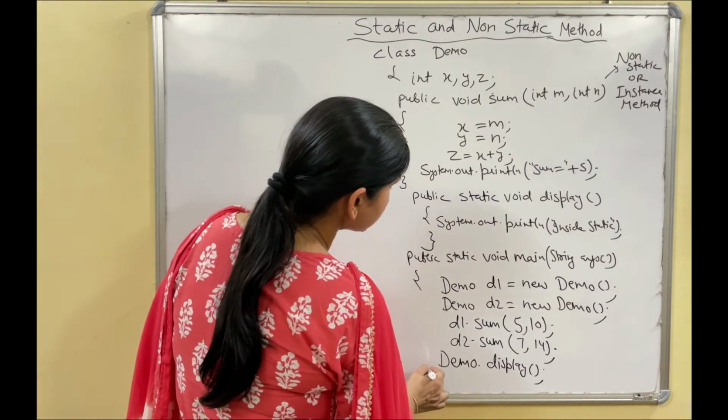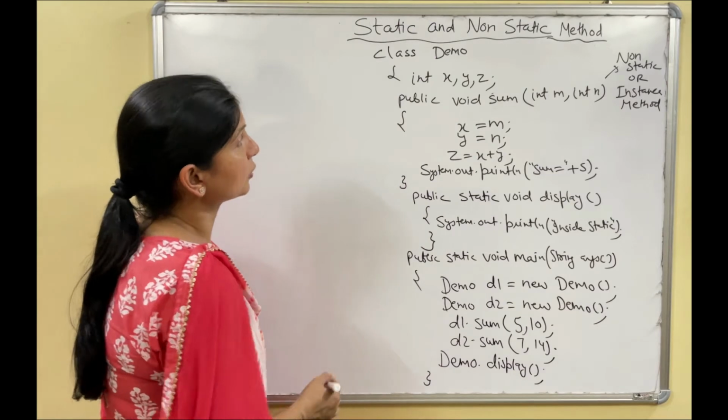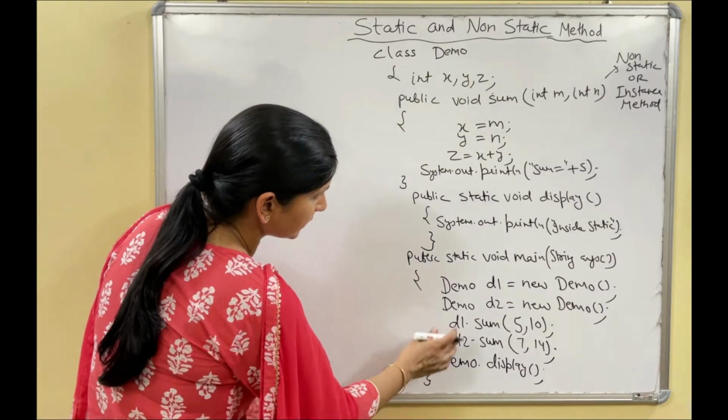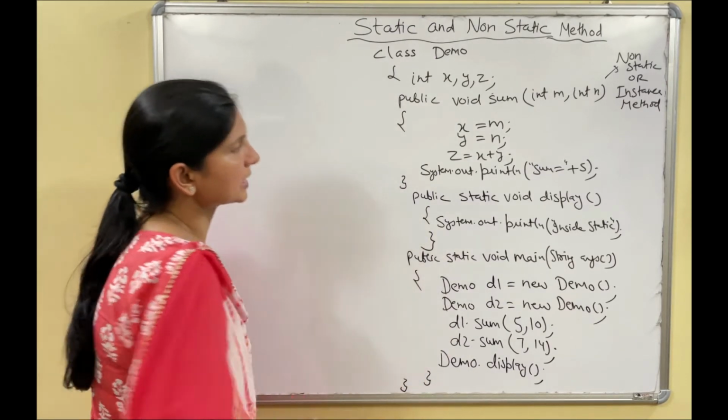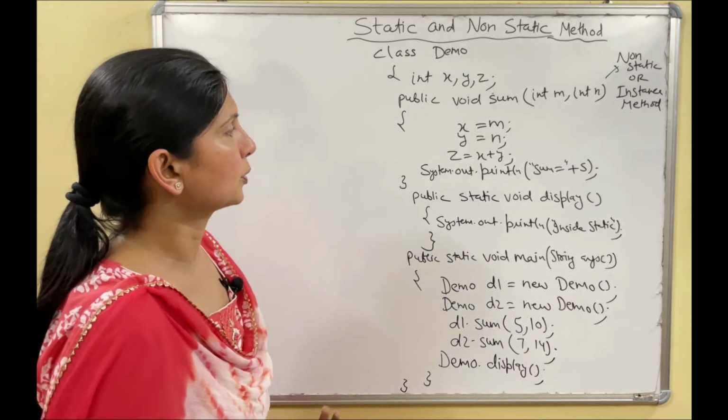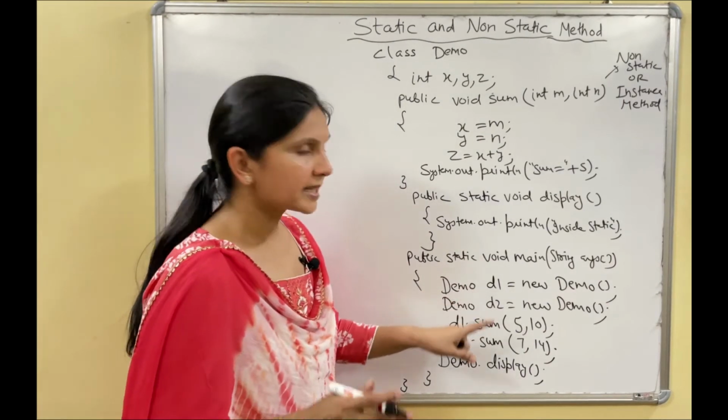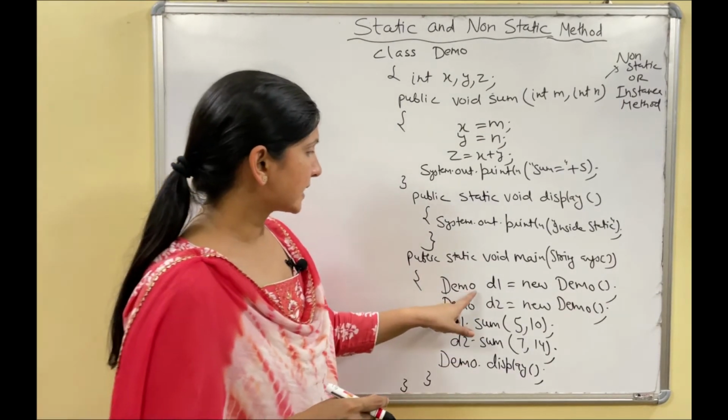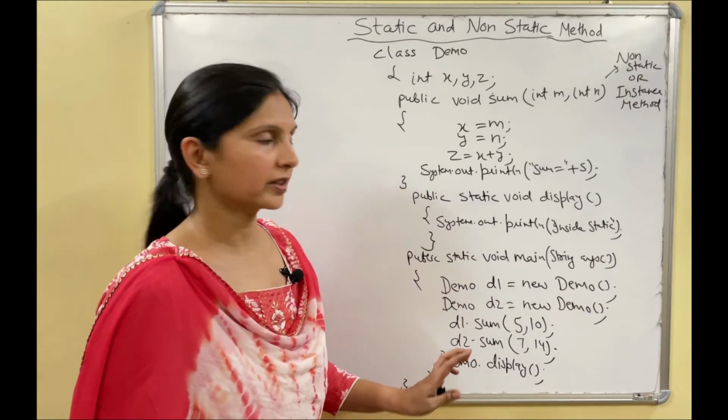Now how does it work? How is the memory allocated? First, I will close the main and then I will close the class. So this is a program, right? So let's see its execution. How does it execute? First, it will come to the main function.